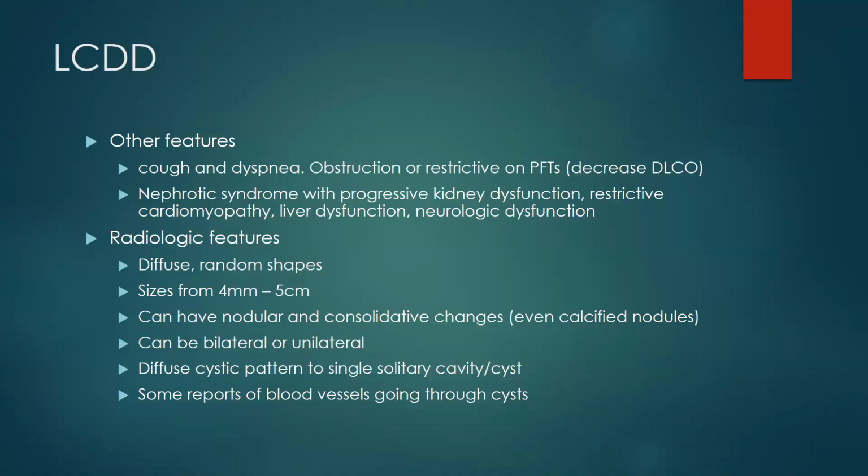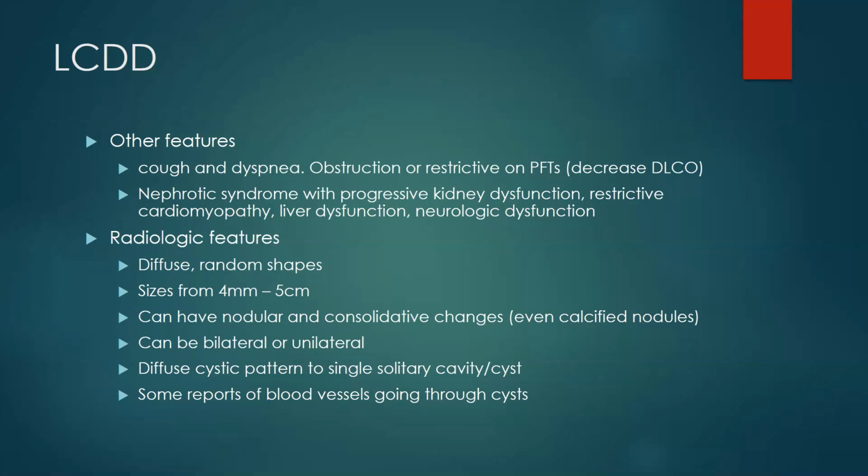So for most patients, usually cough and dyspnea is pretty common. You do see obstruction or restriction on PFTs, again, depending on where the deposits are seen. A lot of these patients end up with kidney involvement, which is the most common presentation of organ involvement in LCDD. There's a better prognosis for those when they're originally diagnosed who have a better GFR, younger age, and a slower progression of their chronic kidney disease.